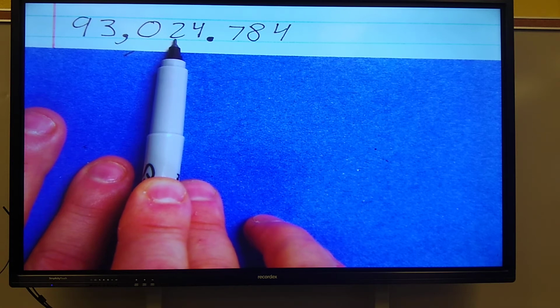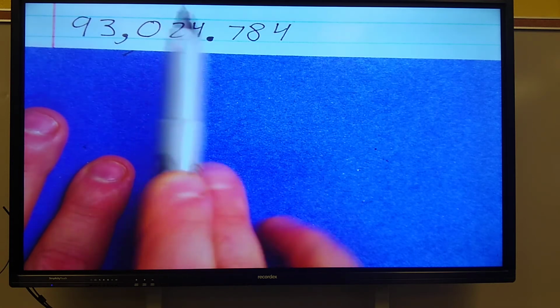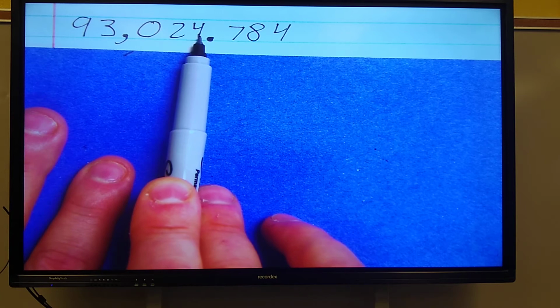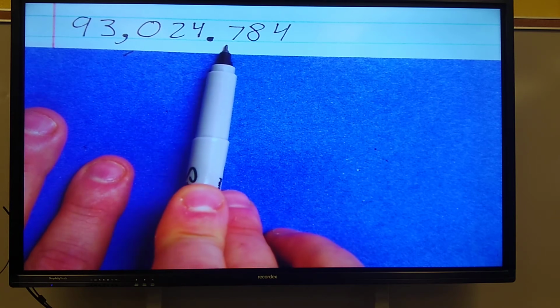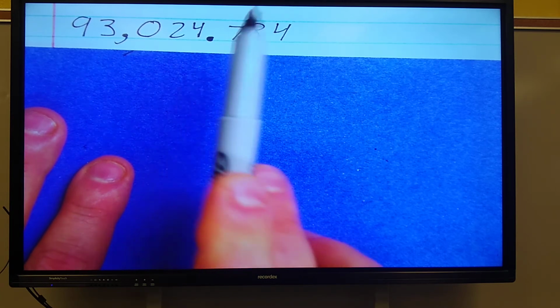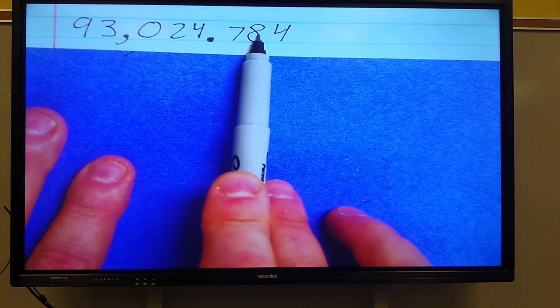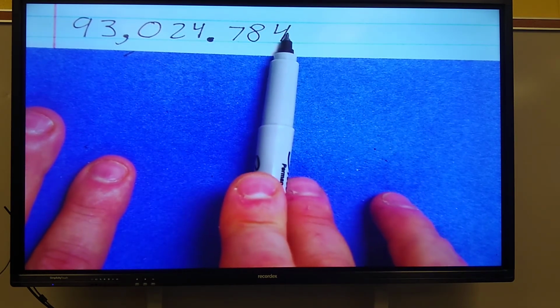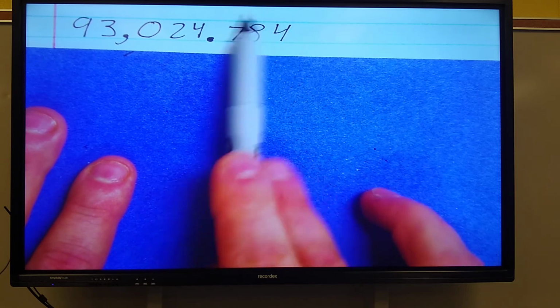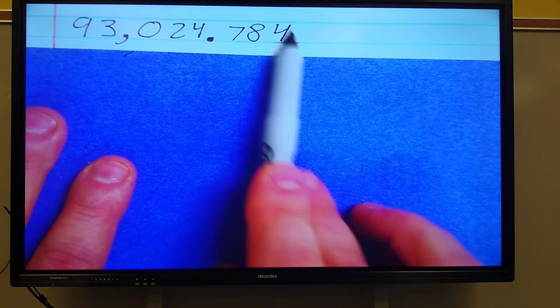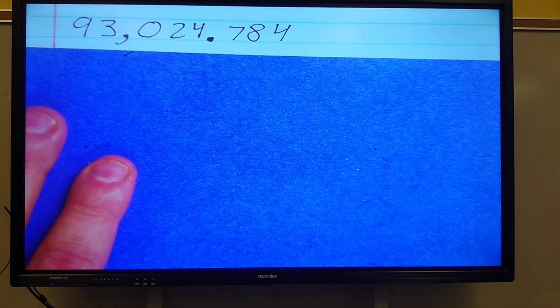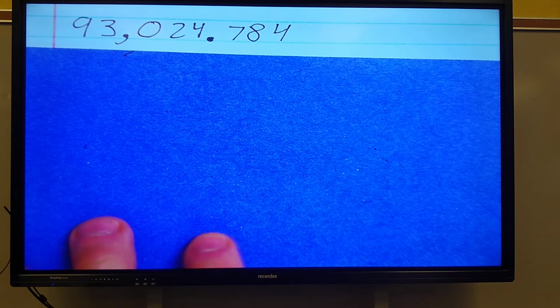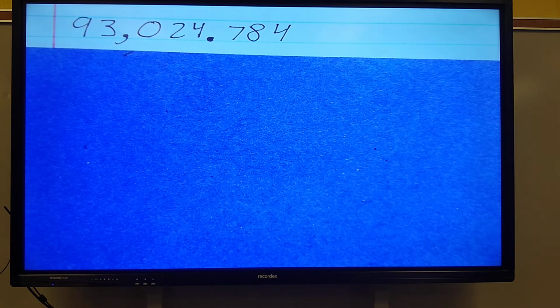This number times its place. Plus this number times its place. Plus this number times its place. Plus this number times its place. Plus this number times its place. Do not forget, these 3 should be fractions when you multiply. All right, pause the video and try it. You can do it. Believe in yourself. Pause.